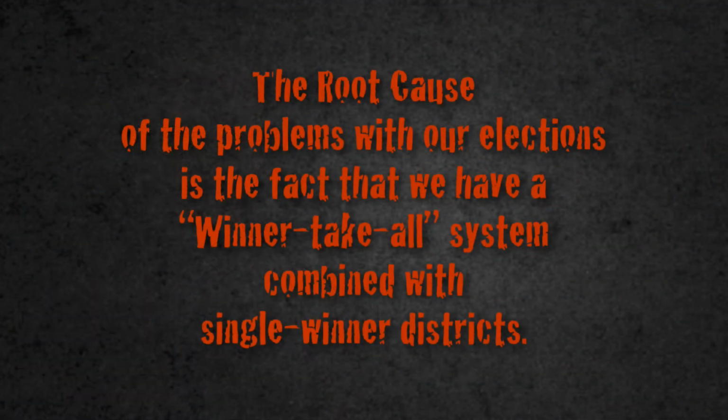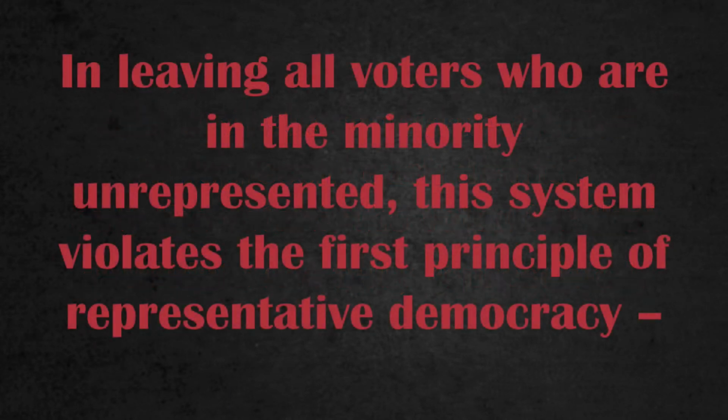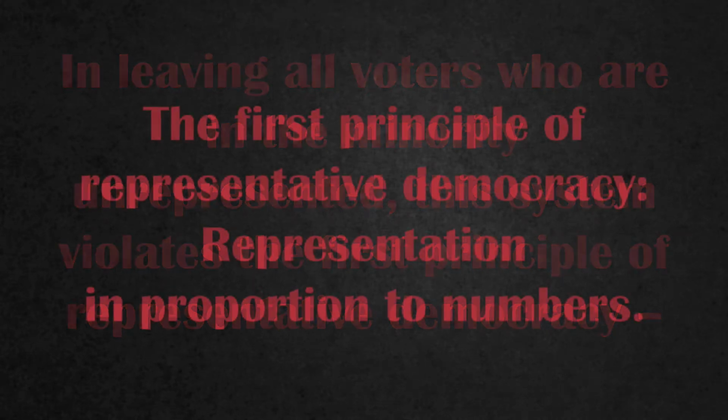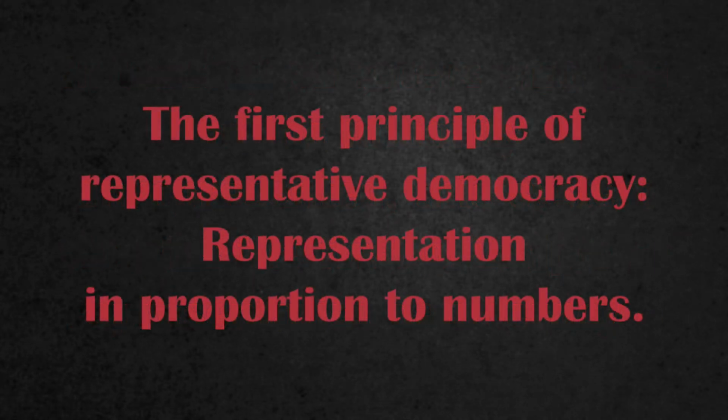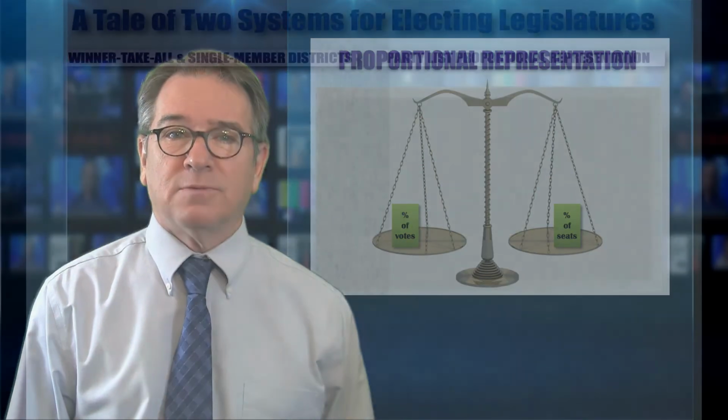The root cause of these problems is the fact that we elect members of Congress and state legislatures using a winner-take-all system combined with single-member districts. With a single candidate elected to represent each district, only the voters who voted for that candidate are truly represented. In leaving all voters who are in the minority unrepresented, this system violates the first principle of democracy, representation in proportion to numbers. The solution is proportional representation.